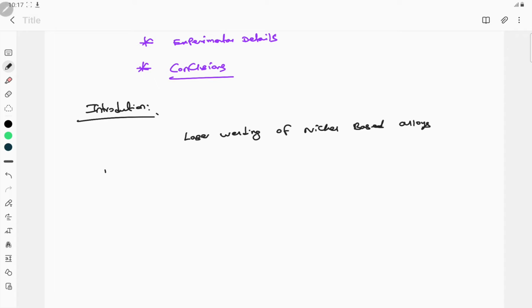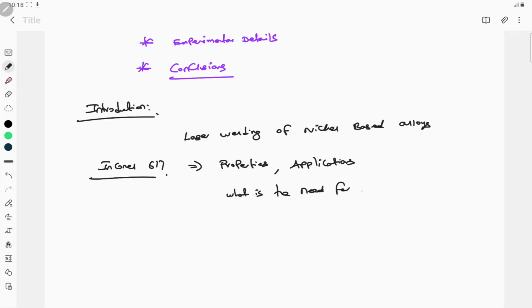Suppose you are working on nickel based alloys, let us say that it is Inconel 617. Let us say that the author has worked on Inconel 617. So in the introduction part, he might tell about some of the key properties related to Inconel 617. What are their applications, in which area they were mainly used, and then they will tell what is the need for welding, as it is related to welding.